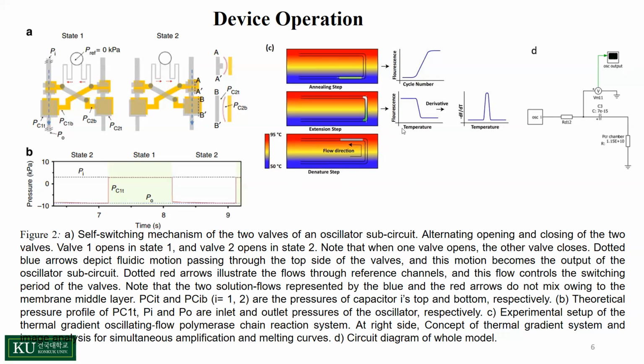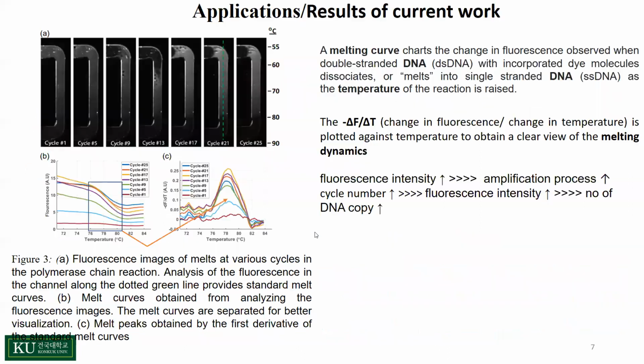If the temperature changes from top to bottom, then the fluorescent intensity at higher temperature will decrease. And if we consider the gradient, we can easily see the significant change of the melting curve.